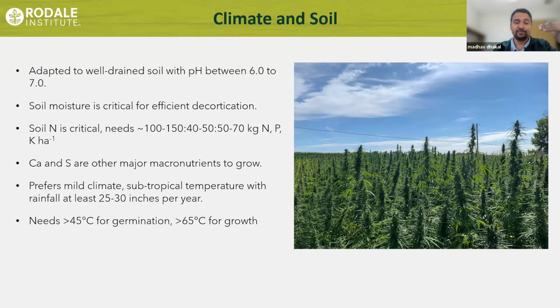Oh no, this should be Fahrenheit, not Celsius. So that's the mistake there. More than 45 degrees Fahrenheit for germination and more than 65 degrees Fahrenheit for growth. This is a heliophilic crop, which means it loves sunlight. Make sure that it's getting more than 6 hours of direct sunlight.